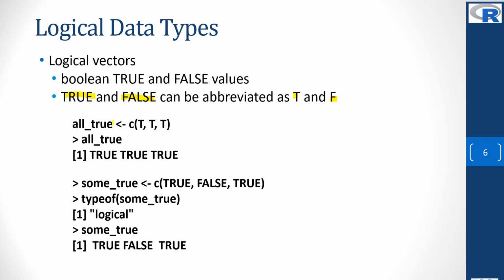So here we're creating this vector called all true, assigning it the values true, true, and true. When we display the values, you see R will print the entire word true, even though we've used the abbreviated T. Here we're mixing the values, giving it true, false, and true. If I do a type of, this function will display the type of the elements that the vector contains, which could be number or character, but in this case is logical because these are the logical types. And I display the values and you see it prints out the entire words for each of the elements.